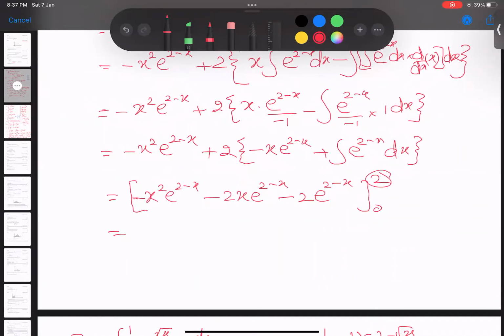First I plug in 2. So let's see what happens. First of all, I plug in 2. 2 minus 2 is 0. E to power 0 is 1. And where I plug in here, I get a minus 4. So minus 4 and e to power 0 is 1. So that's it. Further, when I put a 2 here, I get the same story.